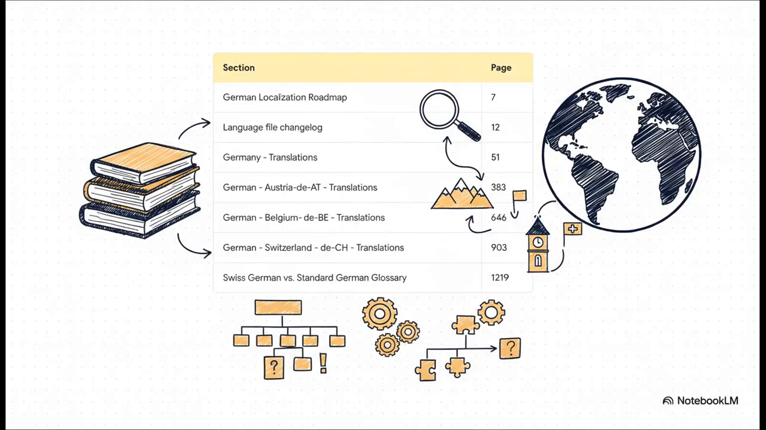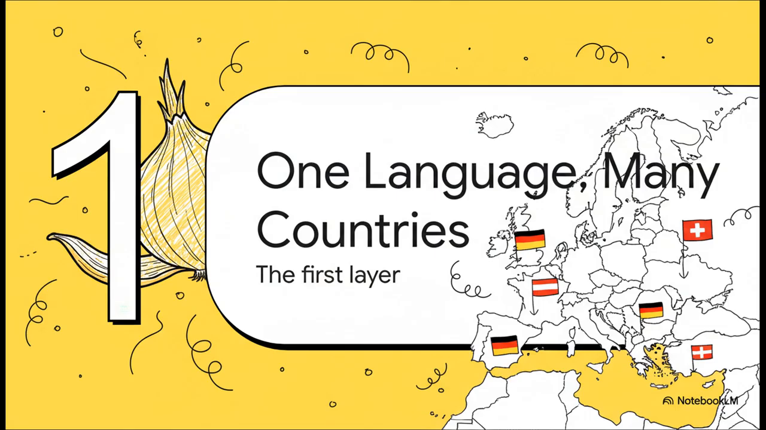Okay, take a look at this. This is just a tiny peek at the table of contents from a real manual for German accounting software. And just look at those page numbers. The whole thing is over 1,200 pages long. The section for Austria doesn't even start until page 383. Switzerland is way down at page 903. This is our first huge clue that we're dealing with something way more complex than just words. This is about localization. So let's start peeling back the layers of this onion.